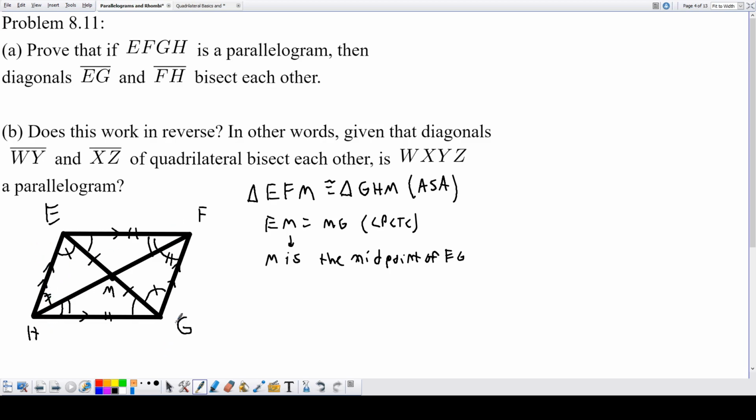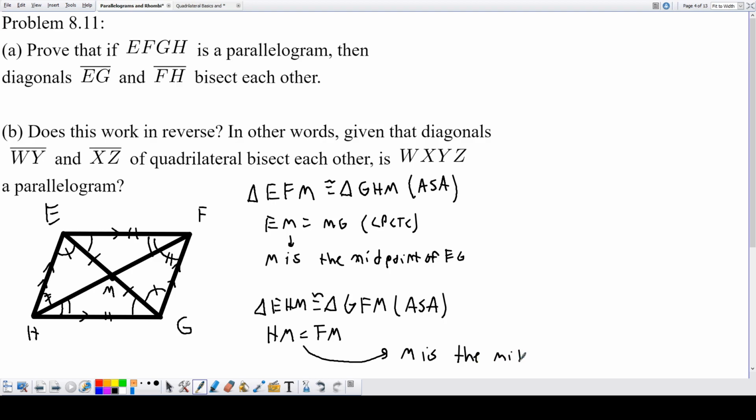And we know that EH and FG are the same, so we get that triangle EHM is congruent to triangle GFM, again because of angle, side, angle, and therefore we have that HM equals FM because of CPCTC, and that implies M is the midpoint of FH. So that is all of part A.